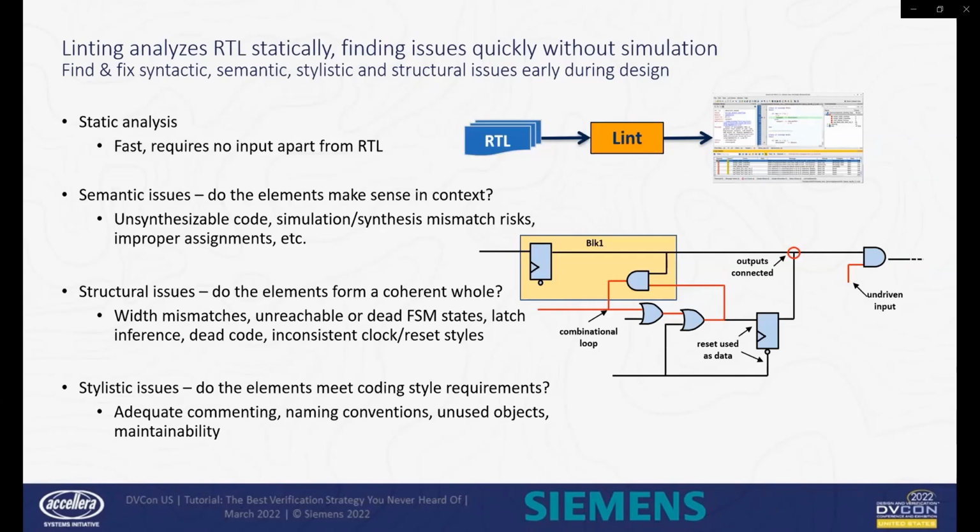Stylistic issues are the simplest type of checks, covering aspects such as the presence of corporate headers and adequate levels of commenting in the RTL. Naming conventions to make the RTL more understandable, objects that have been declared but are never used, and aspects that improve the maintainability of the RTL in the future.